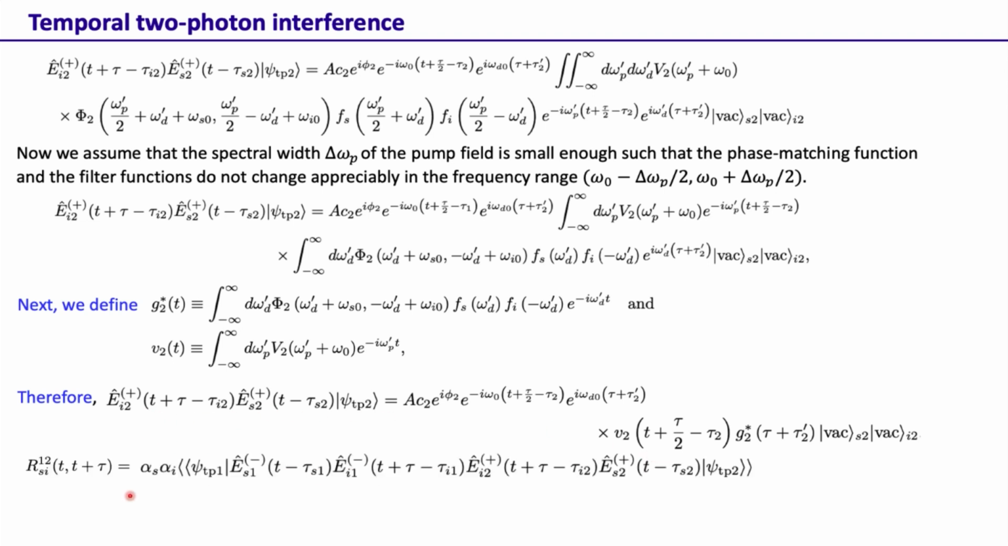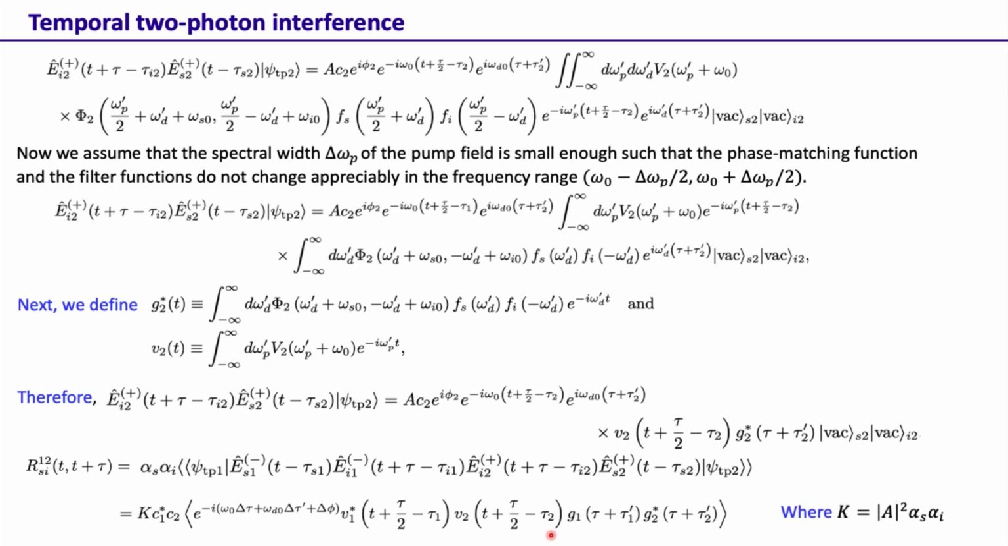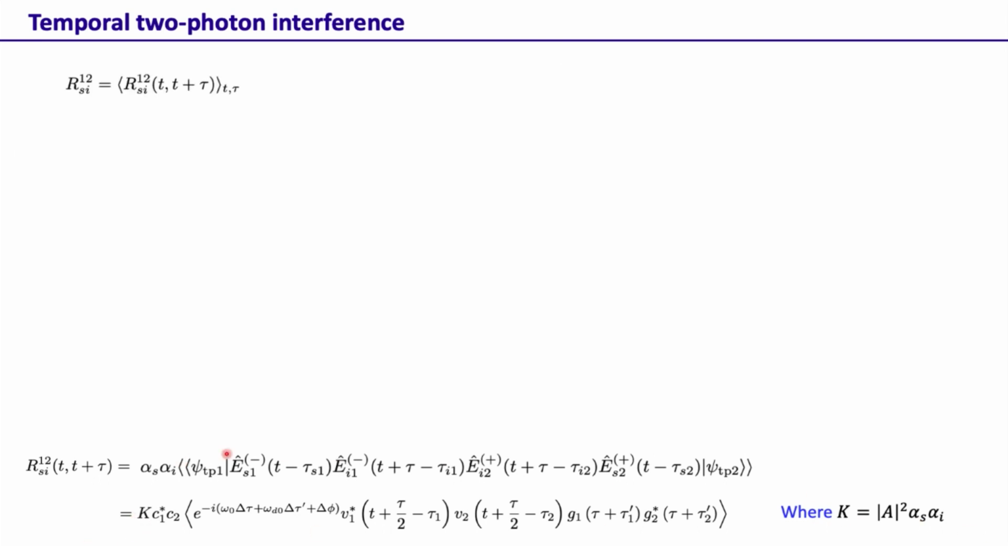This quantity is this, and now we can go back and calculate this quantity. We already have this. We calculate this in a similar manner, and then this RSI12 can be written like this. So what we have is e to the i of minus omega naught delta tau plus omega d naught delta tau prime plus delta phi, and the product of these quantities. Again, this k, we have combined all these different constants and put them all together.